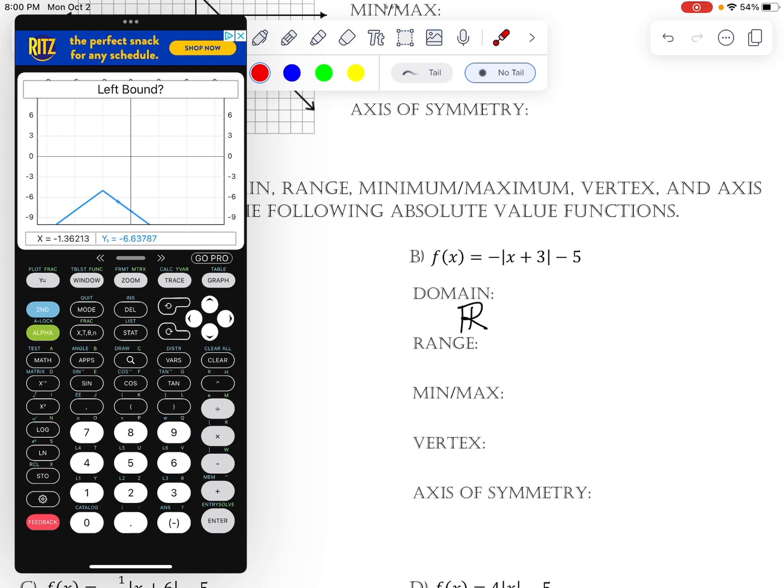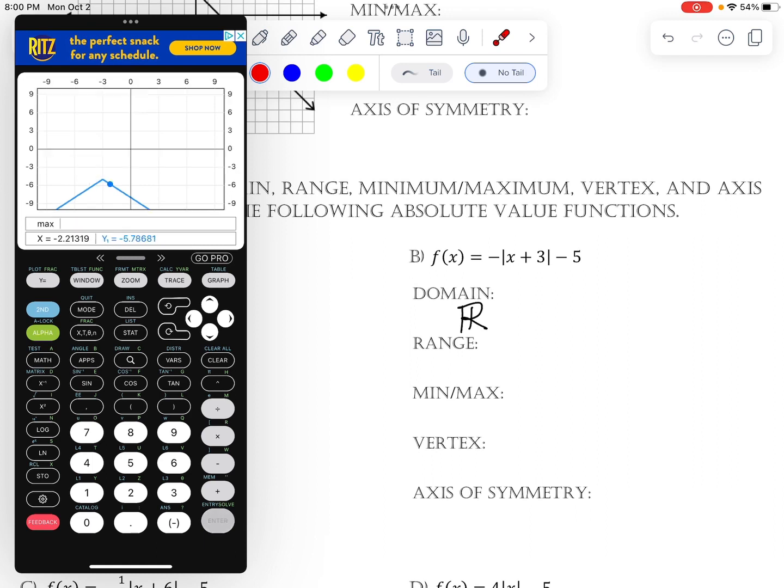My calculator asked me my question up at the top because my calculator's weird, that I'm going to go to the left of my point. I'm going to hit enter, and now it's going to ask me for a right bound. So I'm going to go to the right of my point. I'm just kind of telling my calculator where I want to look. Okay, so my max will be at this point right here, and I'm not sure why it didn't work there.